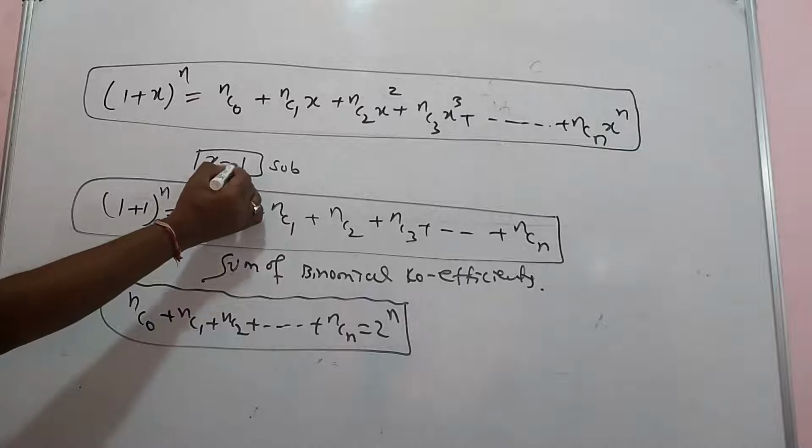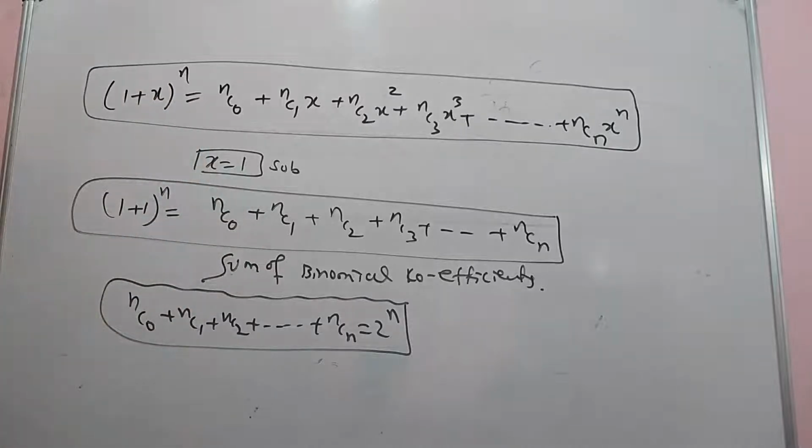So what you need to do here is substitute 1 in the place of x, so it gives the sum of the binomial coefficients. Is this clear to all? Let's take a JEE question now.